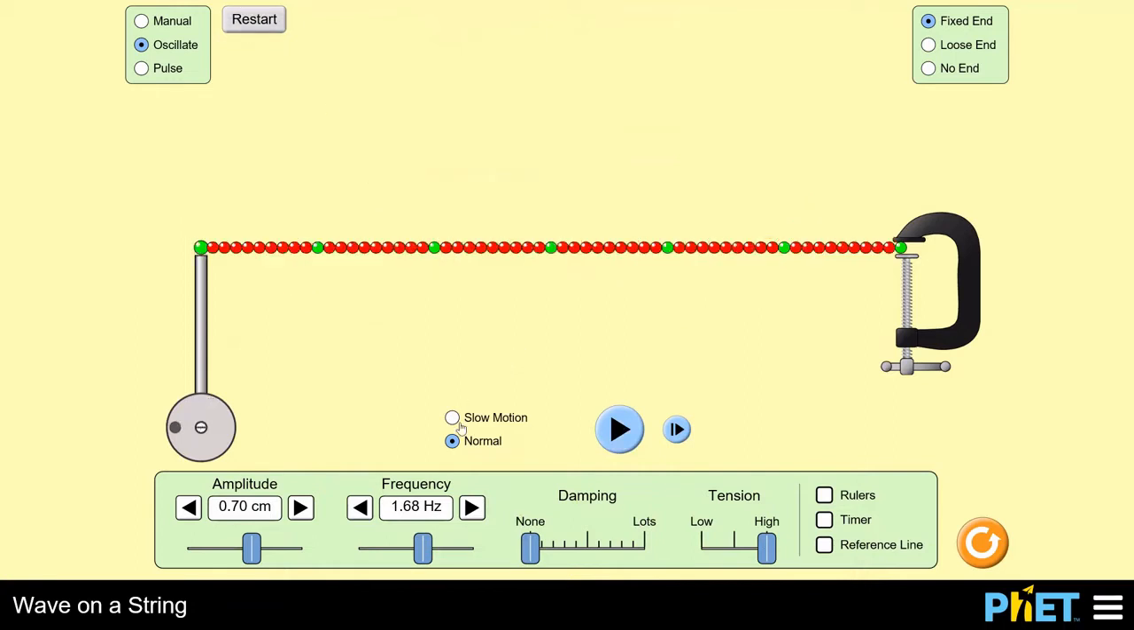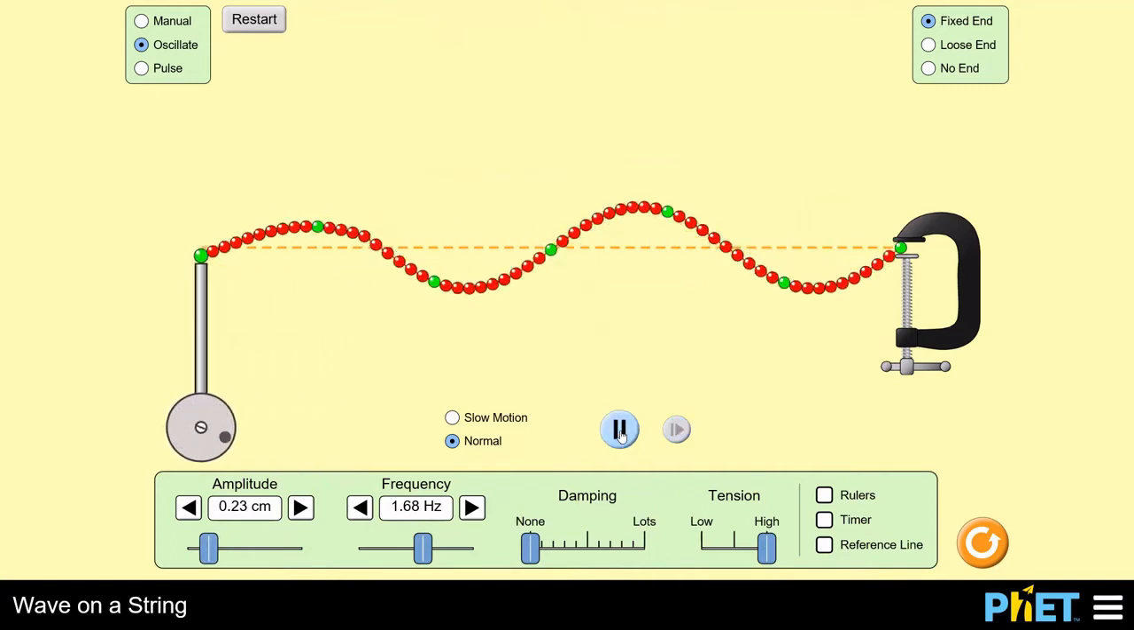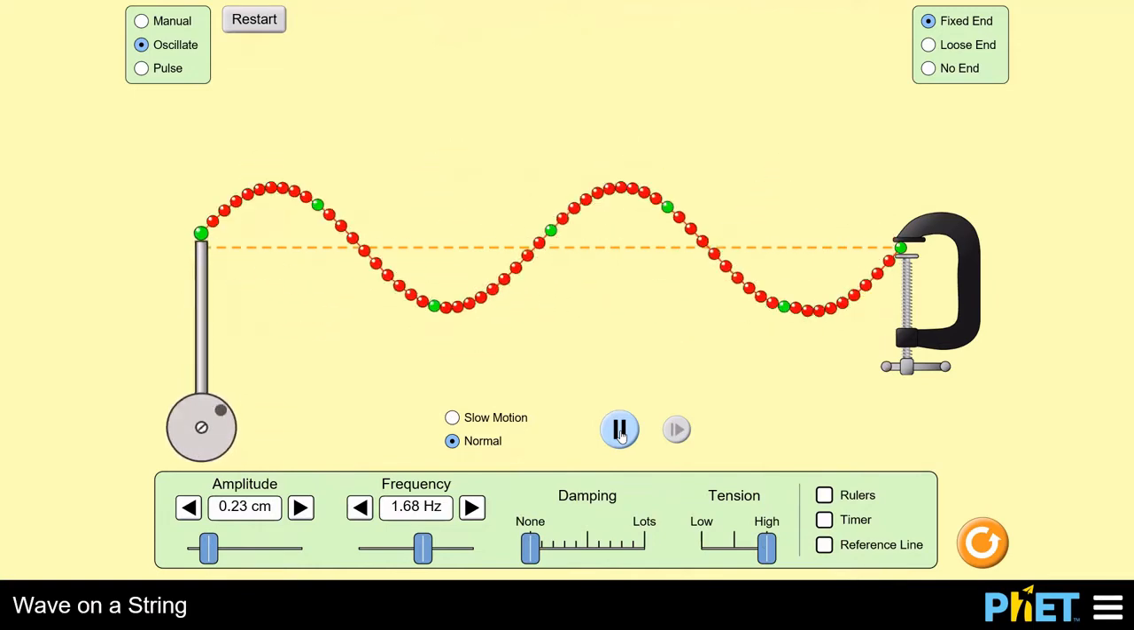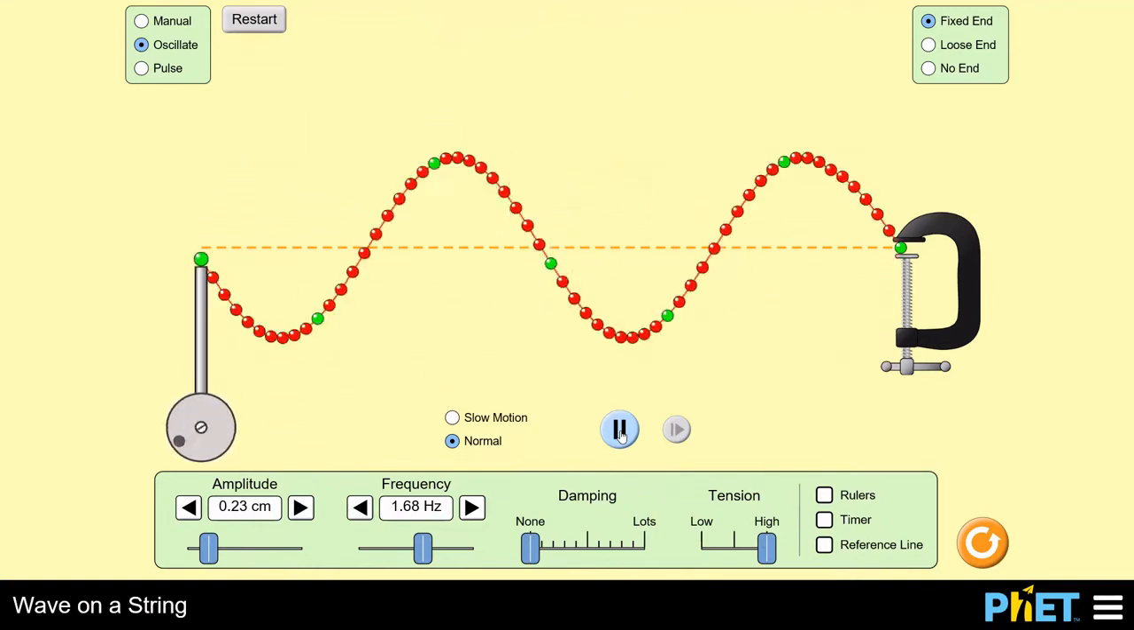Let me try this again with an even lower driving amplitude. And we'll see that after several seconds, the total amplitude just keeps increasing and increasing.